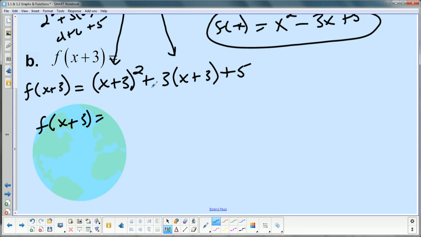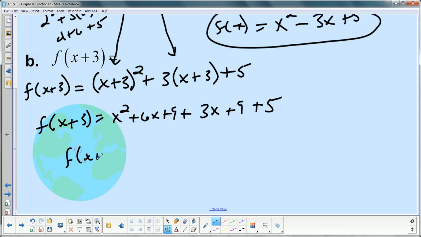So I'm going to FOIL this (x + 3)². Remember, that's not just x² + 9. It's actually going to give us x² + 6x + 9. Distribute my 3, so 3x + 9, and I still have my + 5.